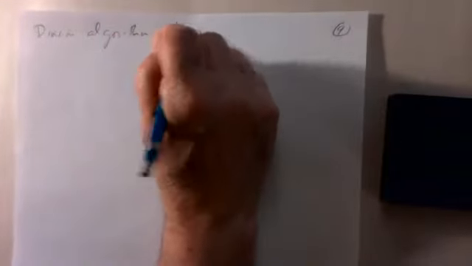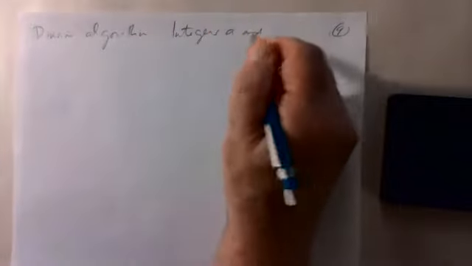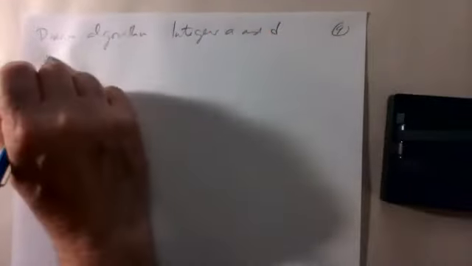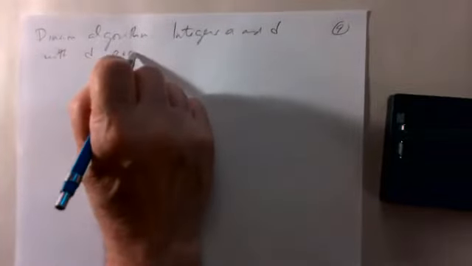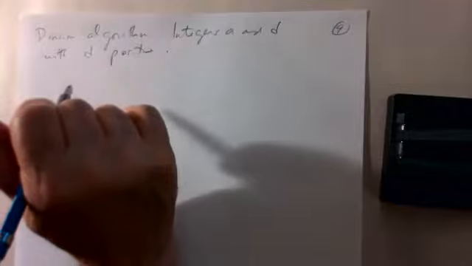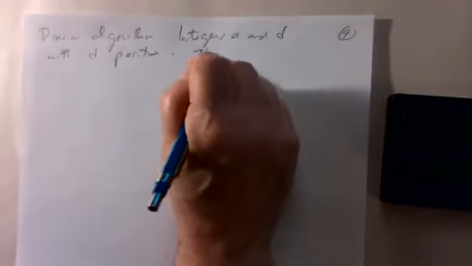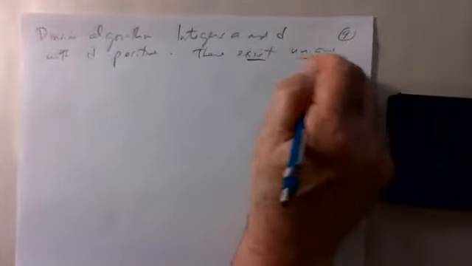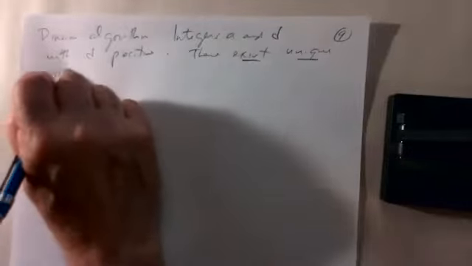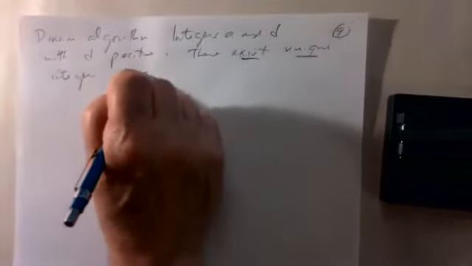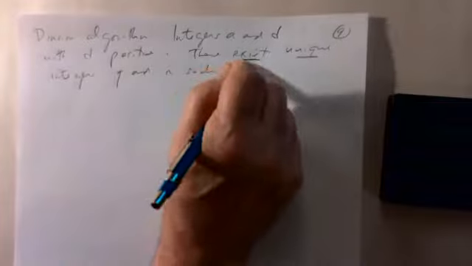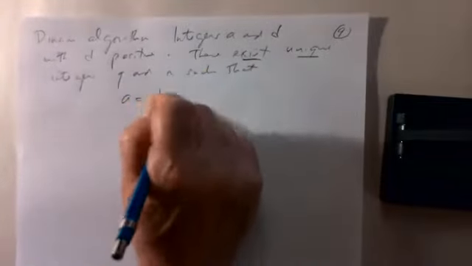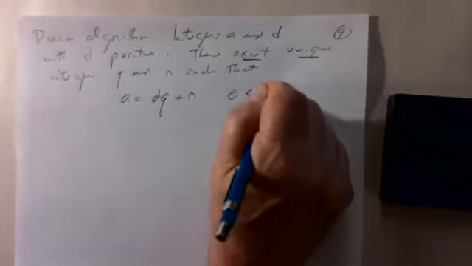So we have integers a and d, with d positive. There exist unique, so this is two statements, existence and uniqueness, there exist unique integers q and r such that a is dq plus r and r is between 0 and d minus 1.